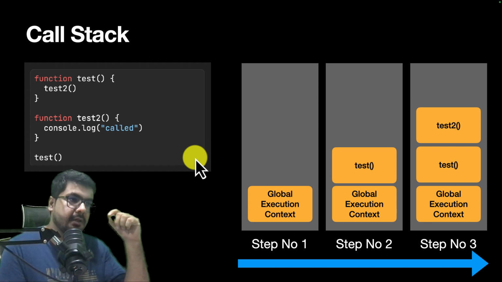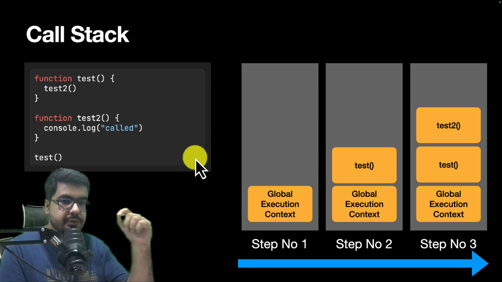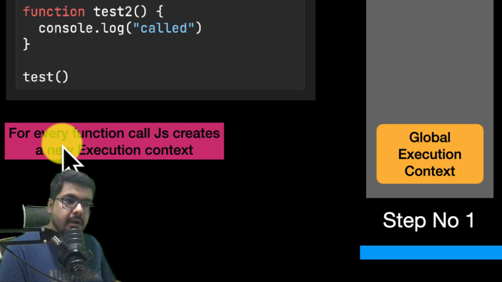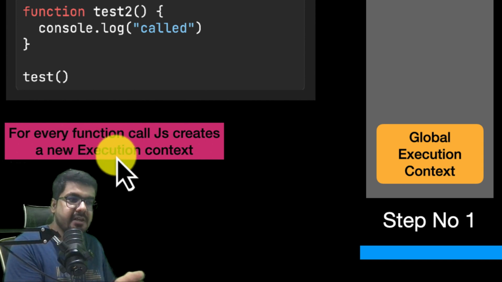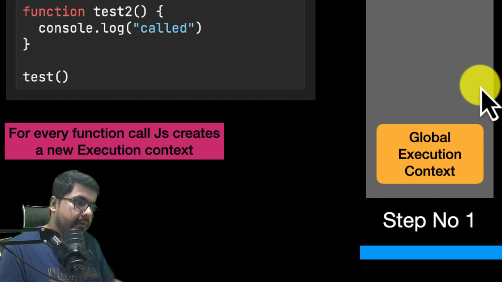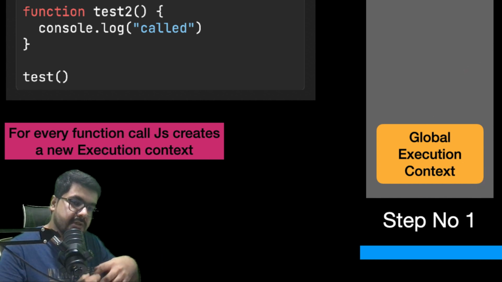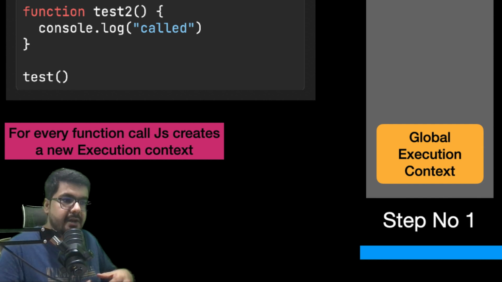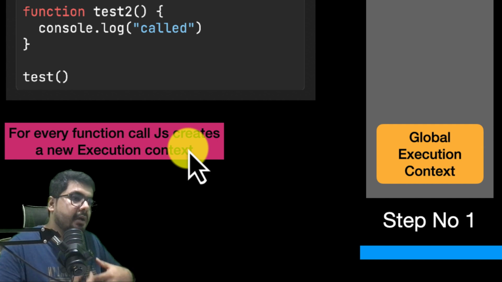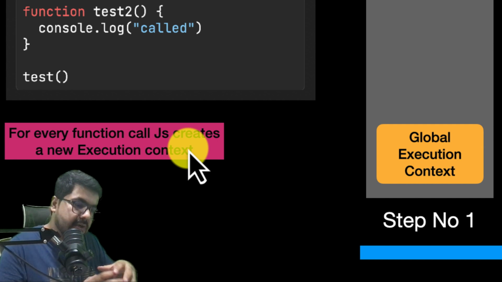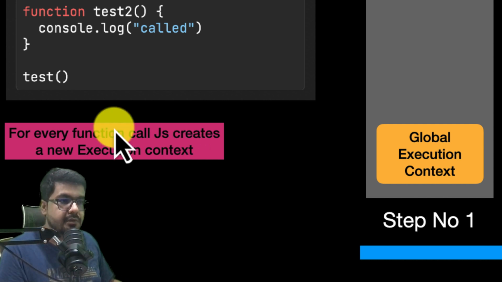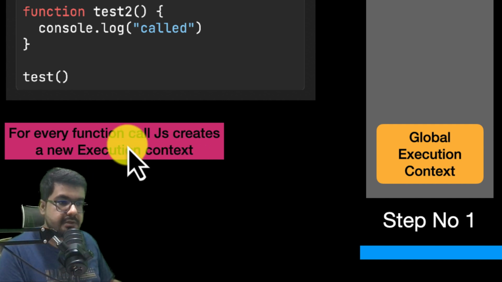For understanding the global execution context or any execution context, I need you to remember these 2 points. The very first point is that for every function call, JavaScript creates a new execution context. For every function which is pushed onto the call stack, JavaScript creates a new execution environment, and that environment is known as the execution context. So whenever a new function is pushed onto the call stack, JavaScript creates a new environment in which things are way different from the previous environment. That new environment is known as the execution context.